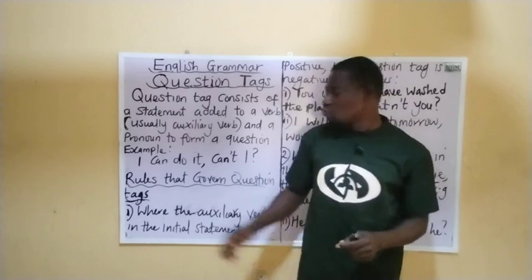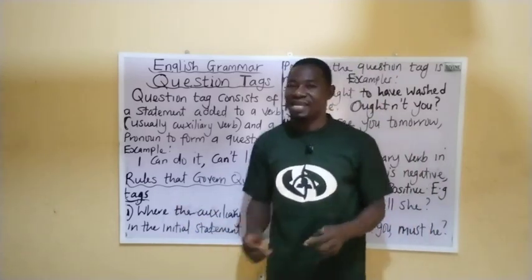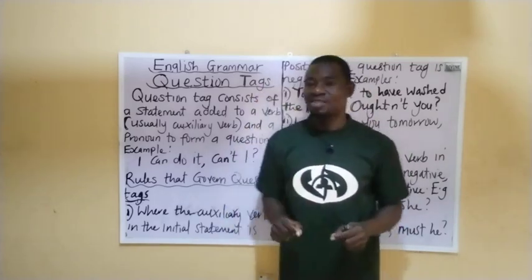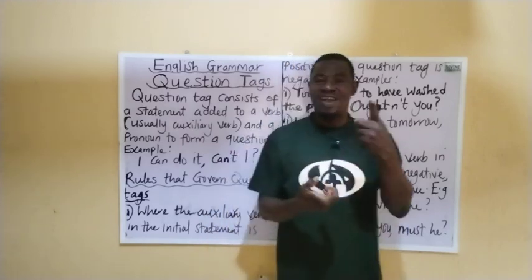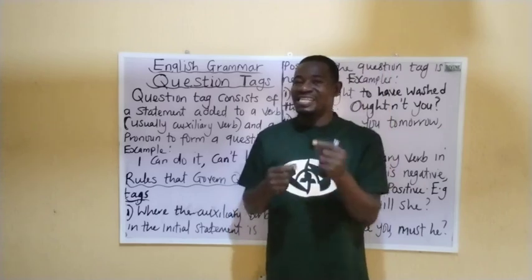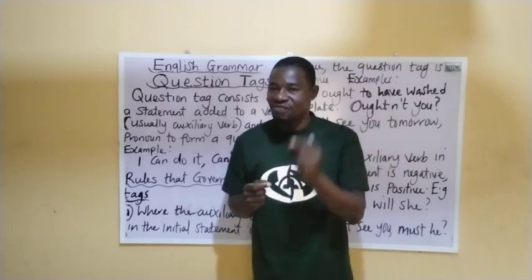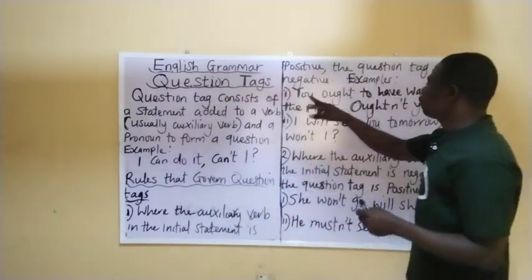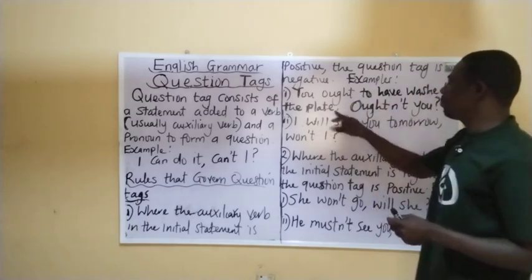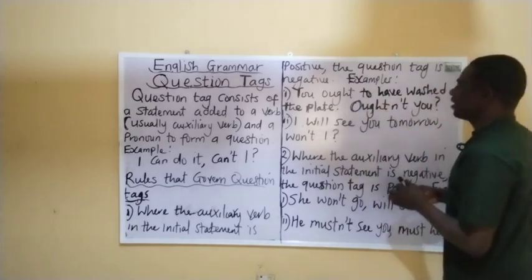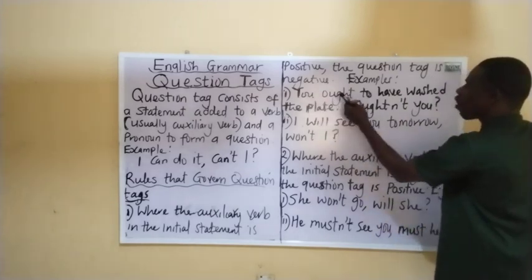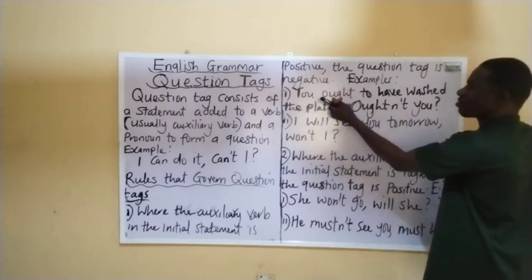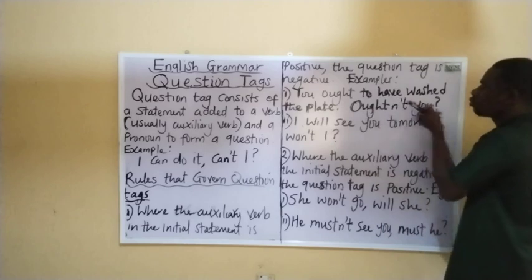Okay, the next is rules that govern question tags. There are two general rules that govern question tags. The first rule says that where the auxiliary verb in the initial statement is positive, the question tag will be negative. Example, you ought to have washed the plates, oughtn't you? The initial statement here is you ought to have washed the plates. And we have the auxiliary verb here, ought. Hence, we have oughtn't you.